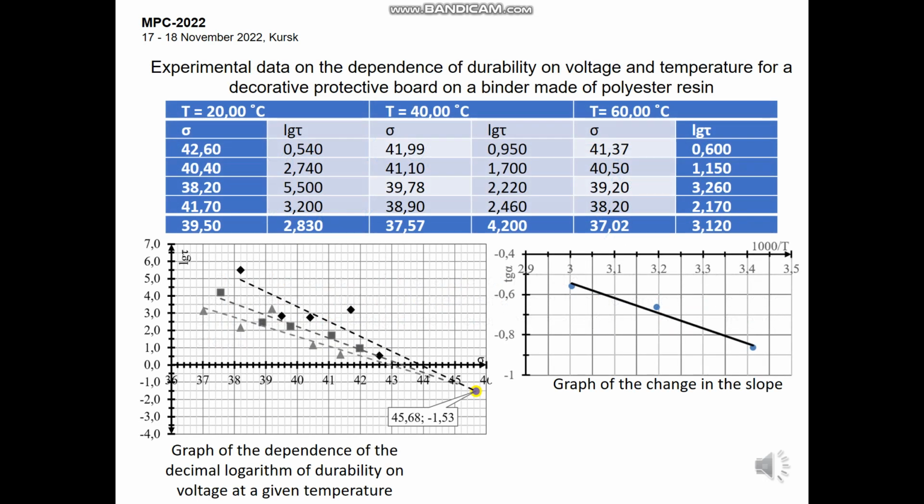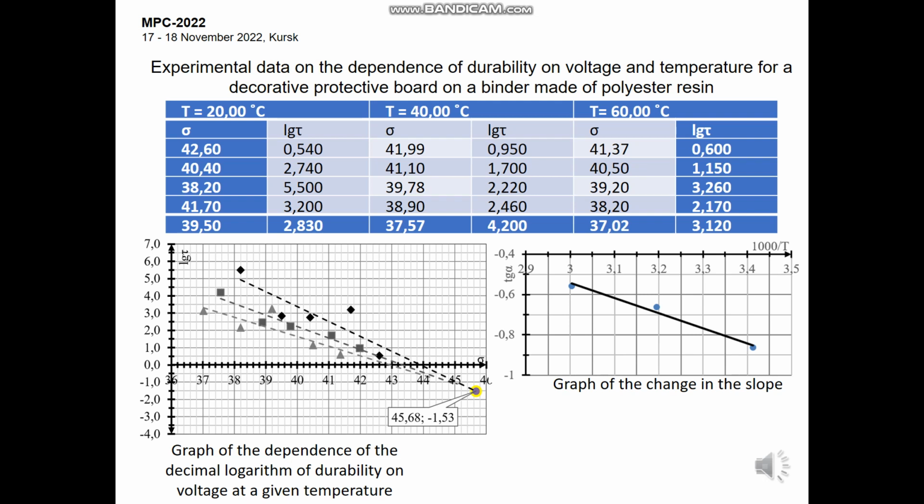To check the developed technique, let us determine the thermal fluctuation constants of the generalized Gorokhov equation for a decorative protective slab based on a polyester resin binder using the reference beam method and compare the obtained values with the constants for this material obtained by the graphic and graphic analytical method. Experimental data are presented in the table.